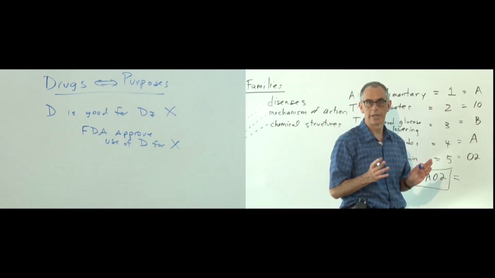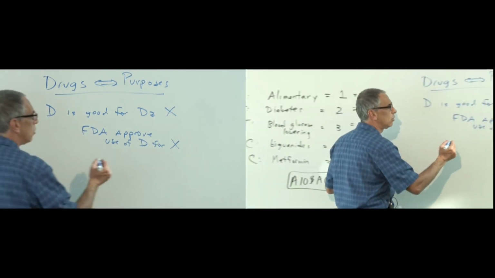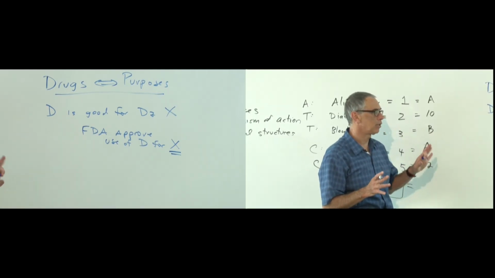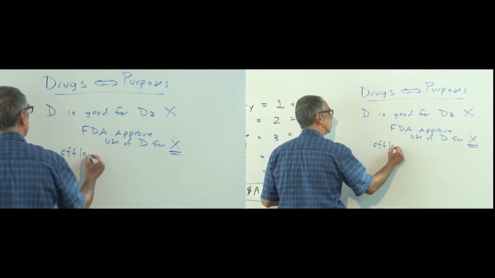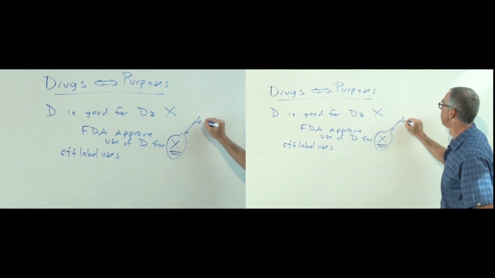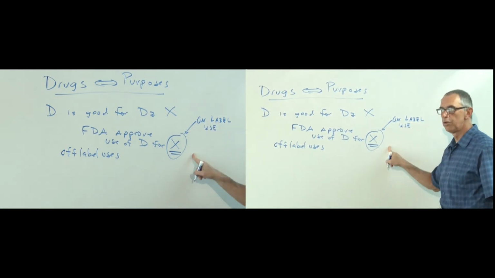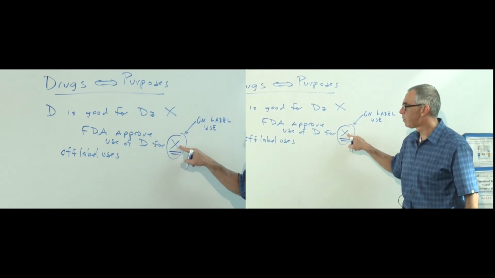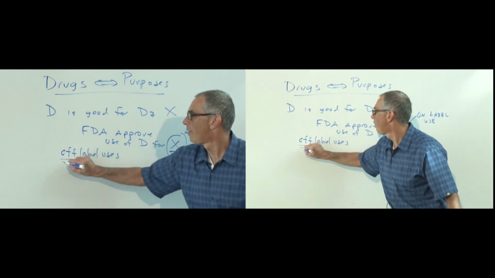When the drug hits the market, physicians and other providers are allowed to use that drug not only for disease X, but using their medical judgment, they are allowed to use that drug for other purposes. Those other purposes are called off-label uses. So this would be the labeled use. This is the on-label use. FDA approves it for on-label use. Once it's on the market, healthcare providers are allowed to use it in off-label uses. This is not against the law.